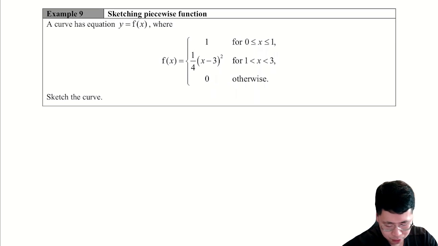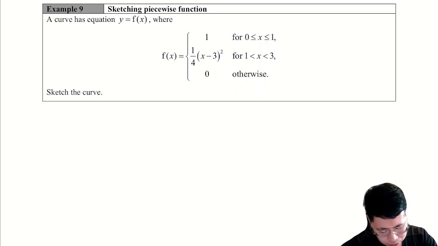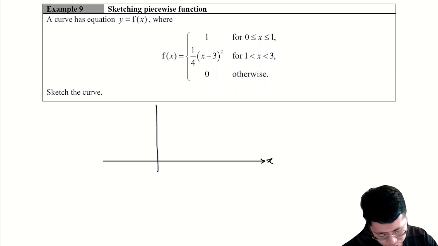piecewise function. Over here, what I will typically do is get my axis ready first, so that I roughly know what's going on. So getting my axis ready. This is the x-axis, and over here is my y-axis.